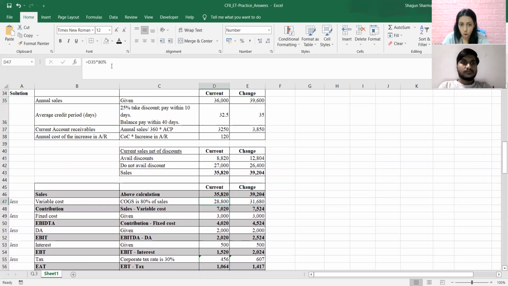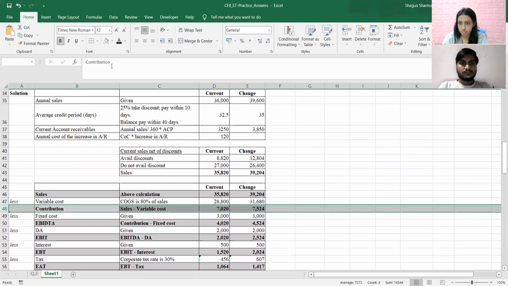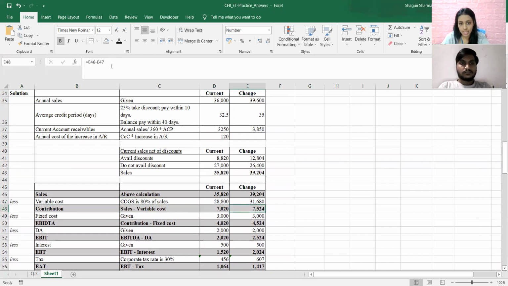So 80% COGS, that is my variable cost, subtract किया, तो contribution आ गया 7,020 and यहाँ 7,524. उसमें से I subtract fixed cost, which is 3,000. Now fixed cost remains fixed regardless of sales level, and this cost is given to us. तो वो subtract करने के बाद I get a profit figure which I called EBITDA, which is my earnings before interest, debt, depreciation, taxation and amortization. ठीक है?